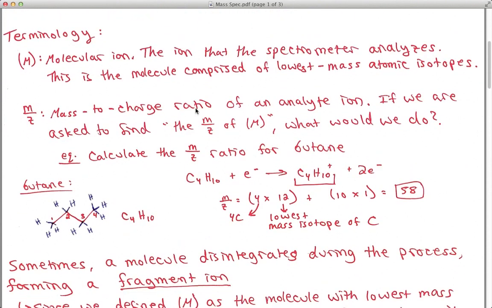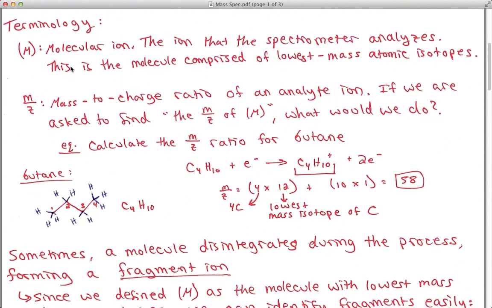Let's get into some of the terminology. Capital letter M, the molecular ion. This is the ion that the spectrometer analyzes. We define M as the variant of the molecule we've analyzed that's comprised of the lowest mass atomic isotopes. Since mass spec is so accurate at determining mass, the individual isotopes of the atoms that make up a molecule will come into play when we run mass spec.